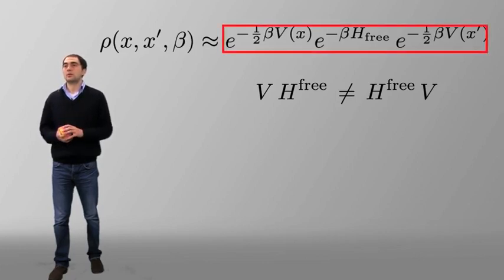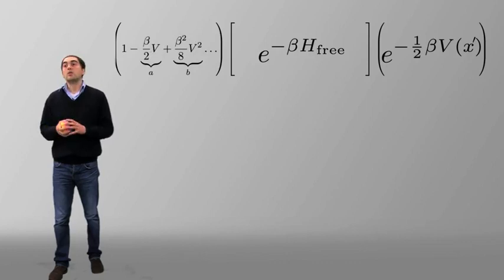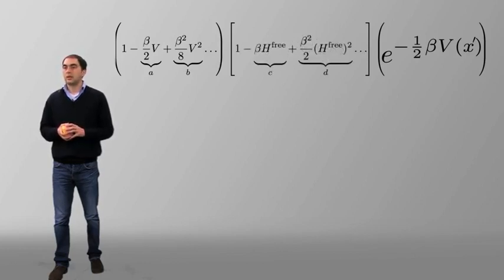So let's start from the second term of this equation. We can first expand exponential minus beta over 2 V of x. A corresponds to the linear term in beta and B to the second order term. Then we expand rho free. C is the linear term and D is the second order term. Finally, we can also expand exponential minus beta over 2 V of x prime.